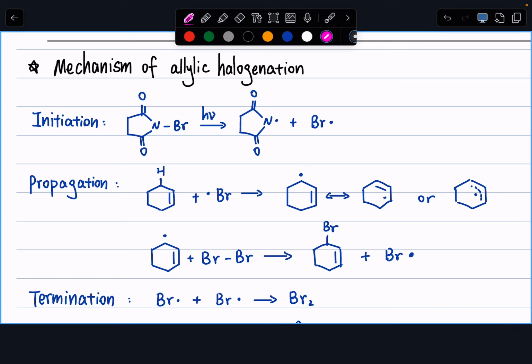First step, initiation. Remember, initiation is you start from a neutral molecule and homolytically cleave a chemical bond, the weakest chemical bond in the molecule, to form 2 radical species. All right, so this is forming a bromine-centered radical, and then the succinimide radical, or the nitrogen-centered radical.